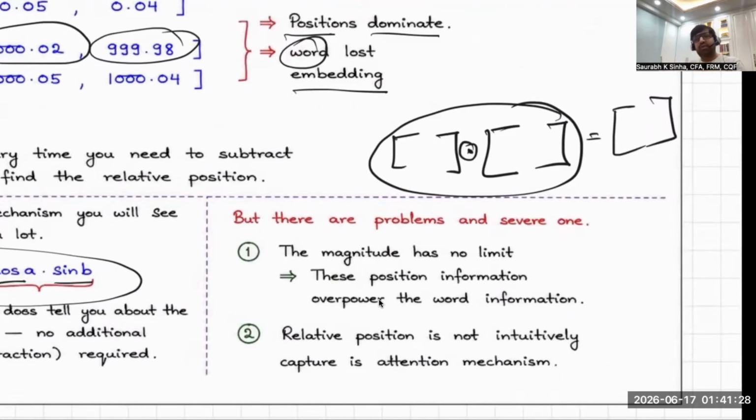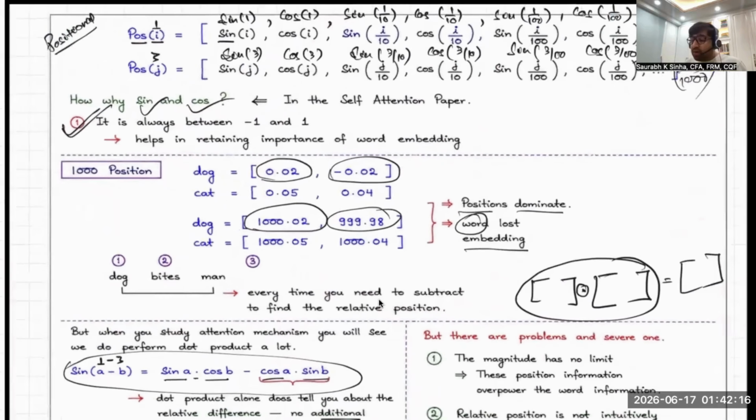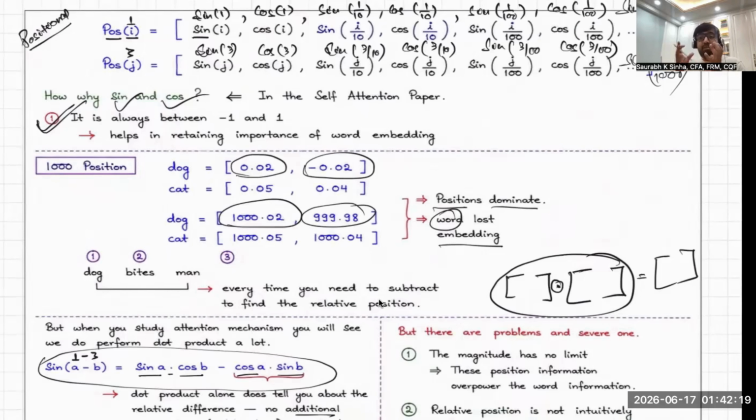So in the attention mechanism, you have to do the dot product, and the dot product between sine and cos carries the information of the relative distances. So what is the need of another layer of subtraction? No need. That's why I was saying that relative position is not intuitively captured in the self-attention mechanism. You have to perform additional computation, that is subtraction, to find the relative position. Why put pressure on your GPUs? No need. And therefore, in the 2017 famous paper Attention Is All You Need, you will find that they talked about the sine and cosine positional embedding.